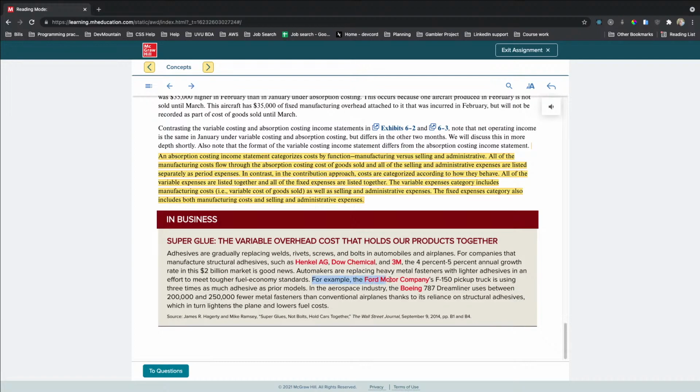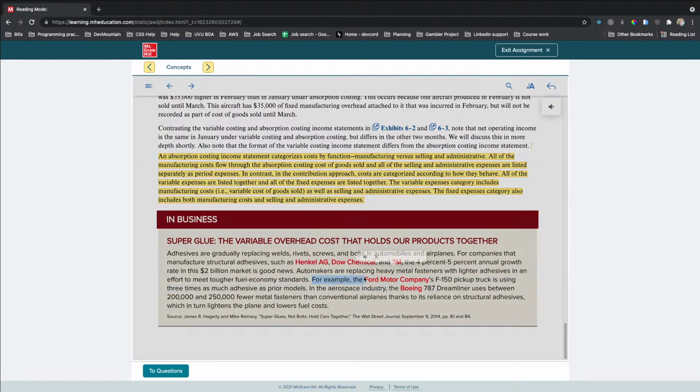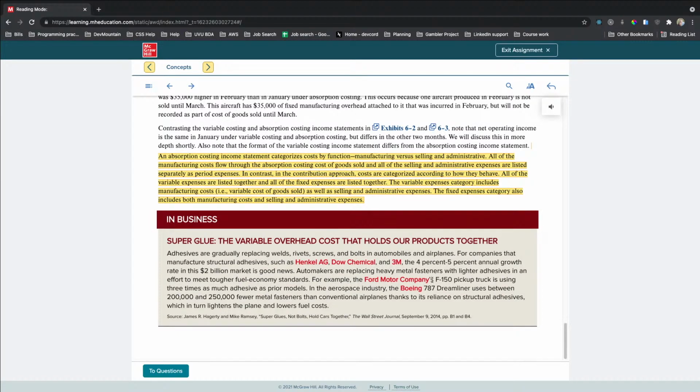For example, the Ford Motor Company F-150 pickup truck is using 3 times as much adhesive as prior models. In the aerospace industry, the Boeing 787 Dreamliner uses between 200,000 and 250,000 fewer metal fasteners than conventional airplanes, thanks to its reliance on structural adhesives, which in turn lightens the plane and lowers fuel costs.